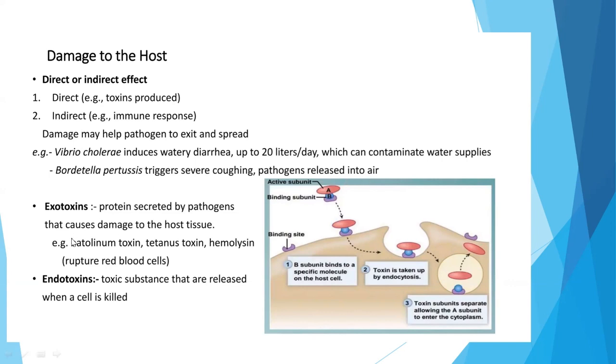Toxins, exotoxins, and endotoxins. These are proteins secreted by pathogens that cause damage to the host tissue. Example, botulinum toxin, tetanus toxin, and hemolysins. Hemolysins cause rupture of the red blood cells. Or it can be endotoxin, where the toxic substances are released when a cell is killed.